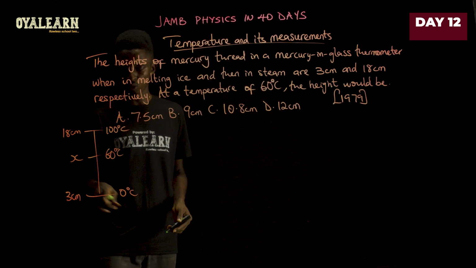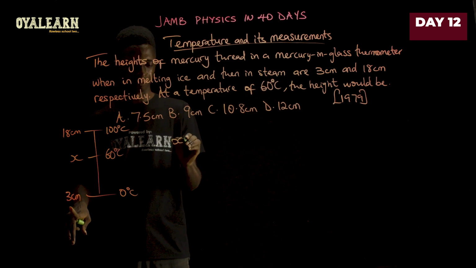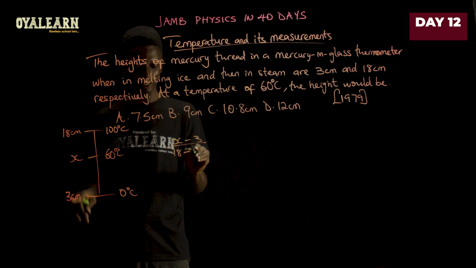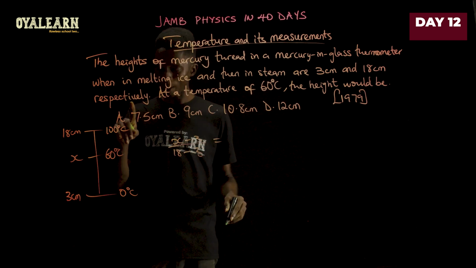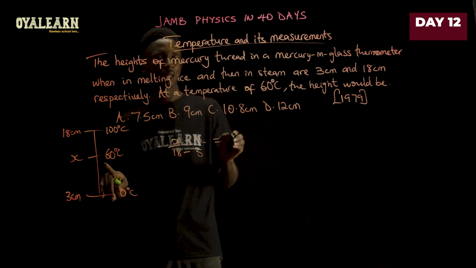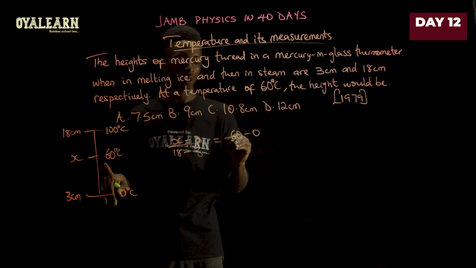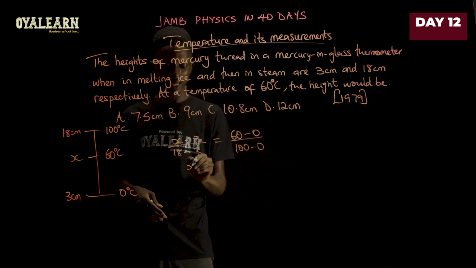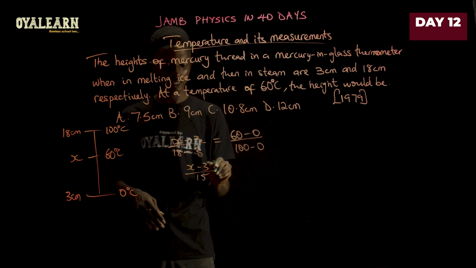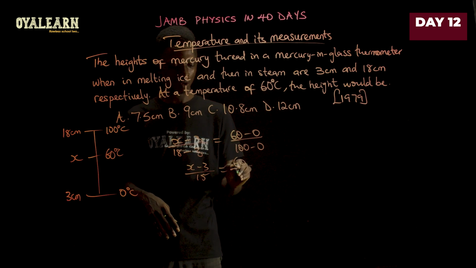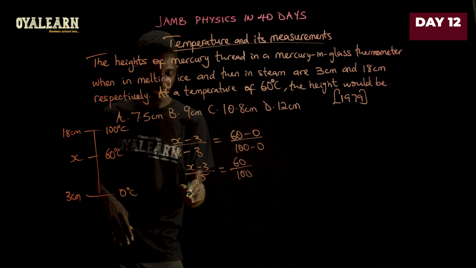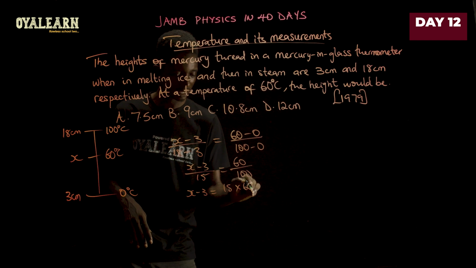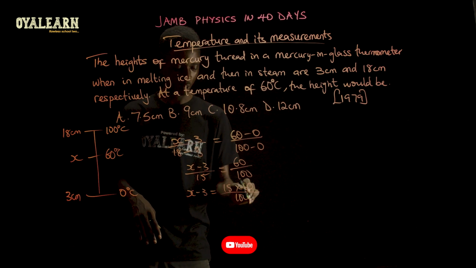So we apply the ratios. It will be x minus 3 divided by 18 minus 3, and then we equate that to applying the same ratio on the Celsius side: 60 minus 0 over 100 minus 0. Now what we have here is x minus 3 over 15 equals 60 over 100. So we can then say x minus 3 equals 15 times 60 all divided by 100.